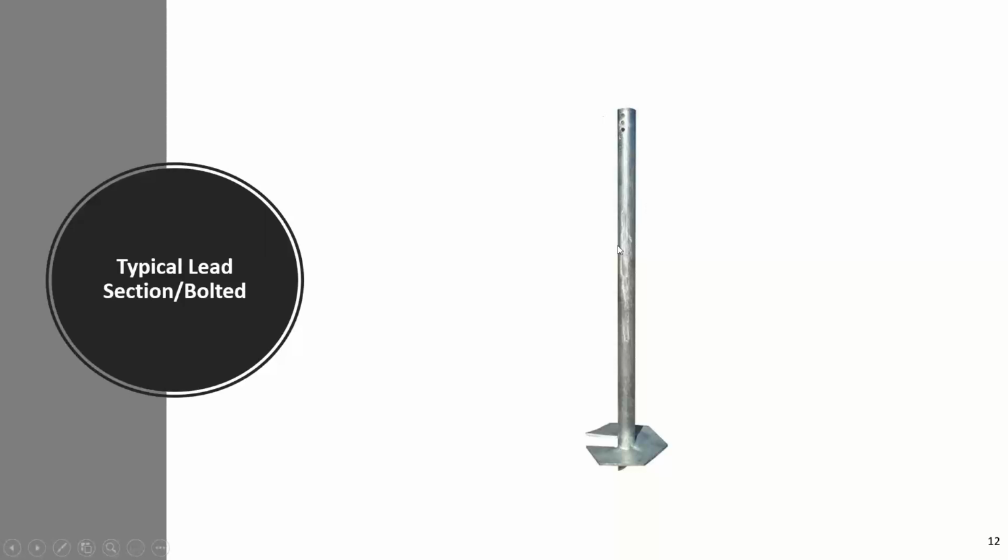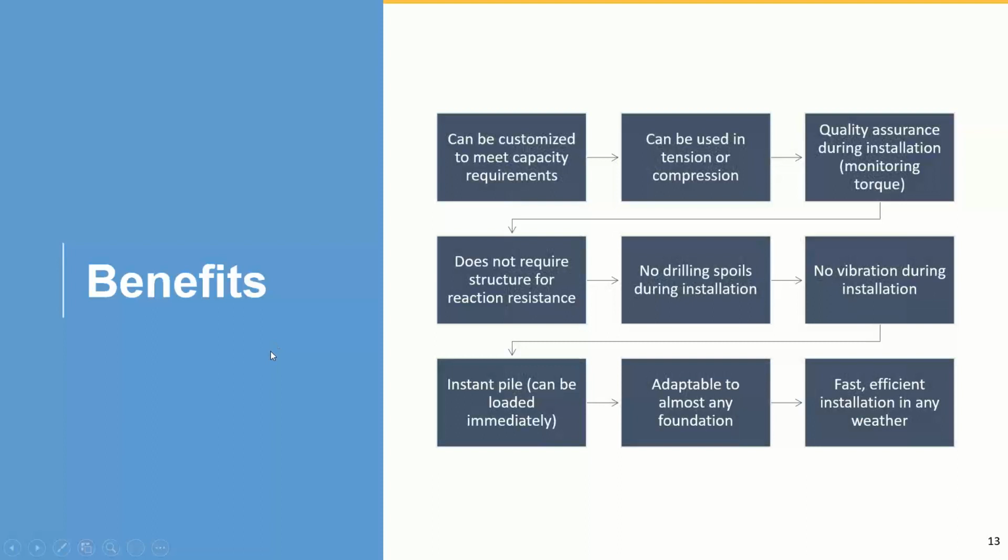And you can see it's galvanized because of corrosion. I will talk a lot about corrosion in, I believe, my third lecture. But when you see a galvanized product, that's for corrosion purposes. Now, the benefit of helical piles. One thing I would like you to get tonight is that helical piles are so quick to install and they're easy to install.